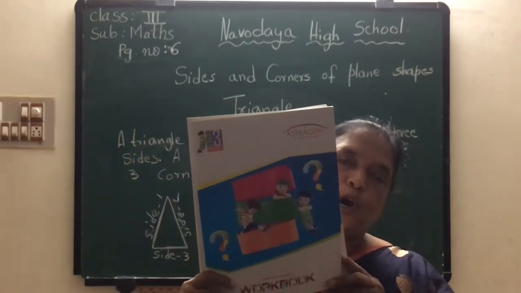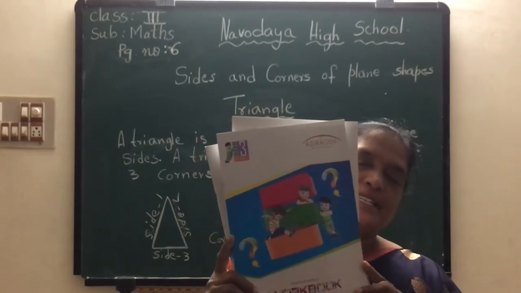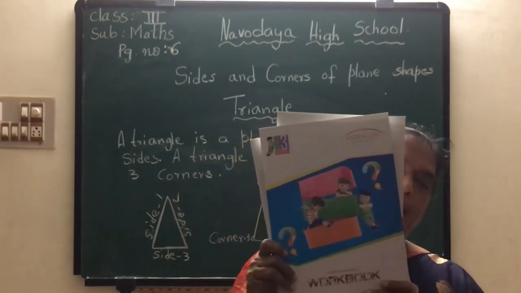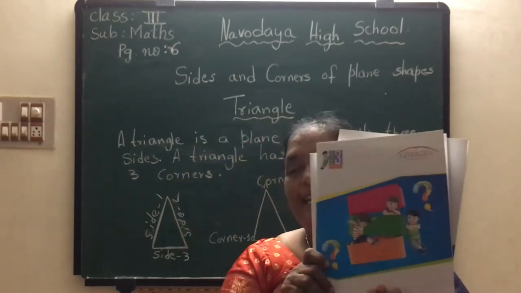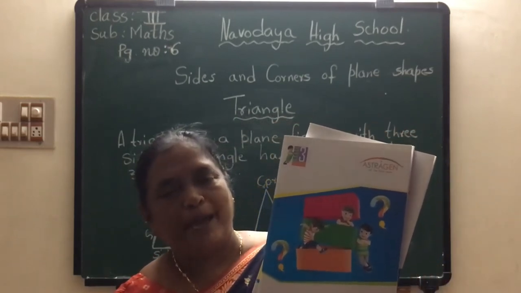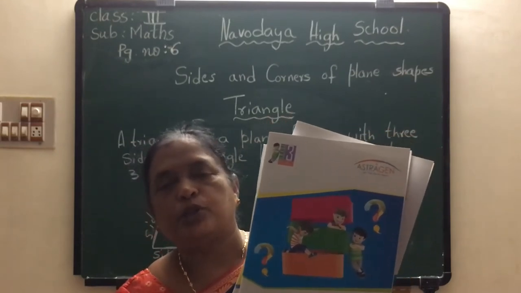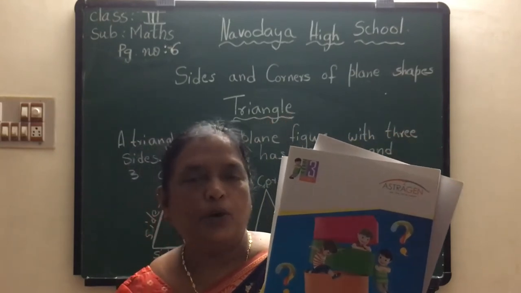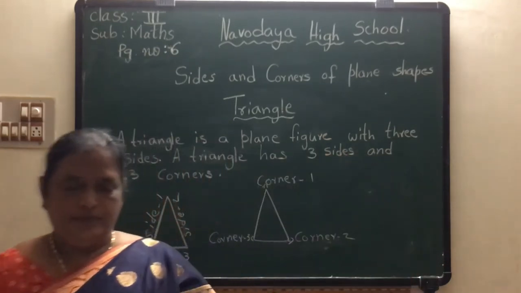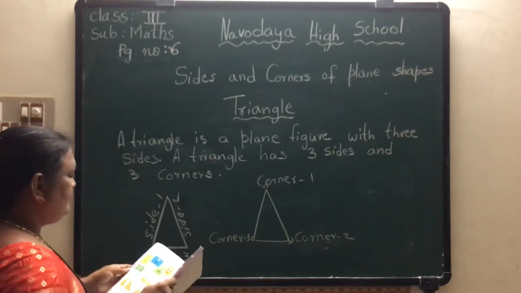You all have to buy books, first of all. So many children didn't buy books. Tell your friends and tell those parents to buy books and follow this. If you buy books only, you can learn many things. Otherwise, without books, you cannot do anything. Now let us start our lesson now. Okay.